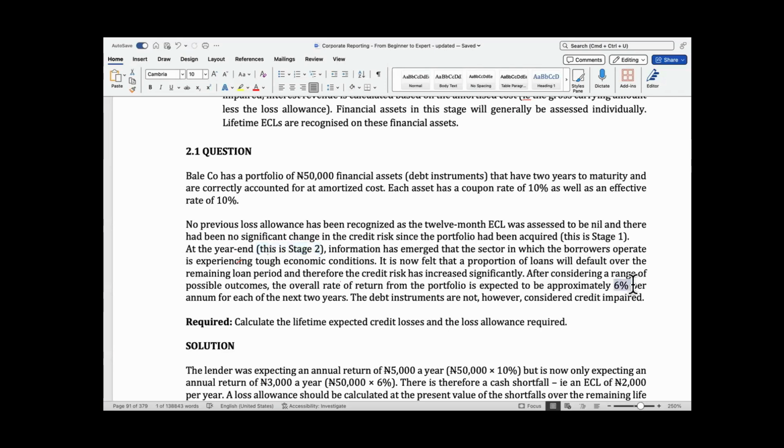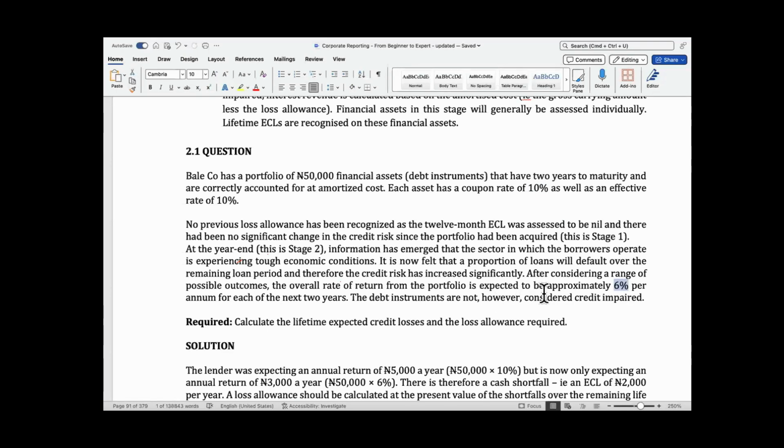You see, what was 10% before? Now, because of the tough economic condition, what we are expecting, not that the guy has defaulted, though. He has not. But you need to estimate that he might default. So this is just an estimate. So we expect that it's only 6% we will get for the next 2 years.